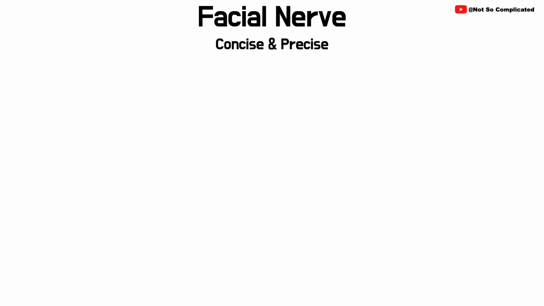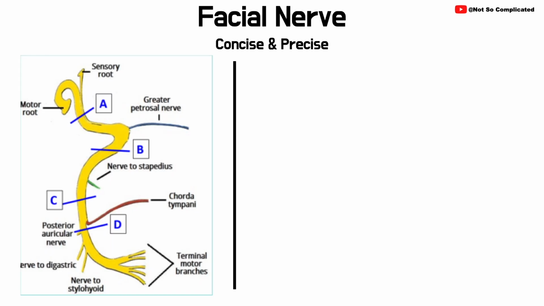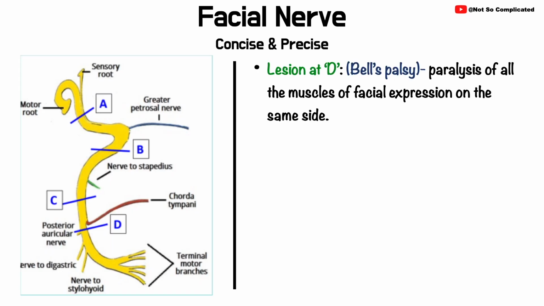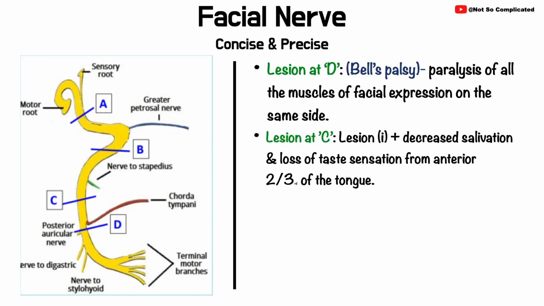Talking about that, you can see right here, if there is a lesion in the D segment, that causes Bell's palsy, and we all know what Bell's palsy is. It is paralysis of all the muscles of facial expression on the same side, right? So there is drooling and a lot of functions like that are impaired in Bell's palsy, right? If the lesion is at the C region, lesion I, that is the lesion at D region, plus decreased salivation and loss of taste sensation from the anterior two-thirds of the tongue is the manifestation in the lesion at C.